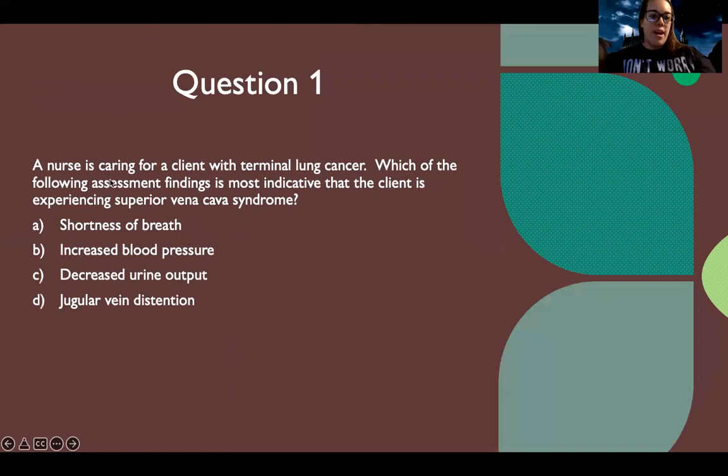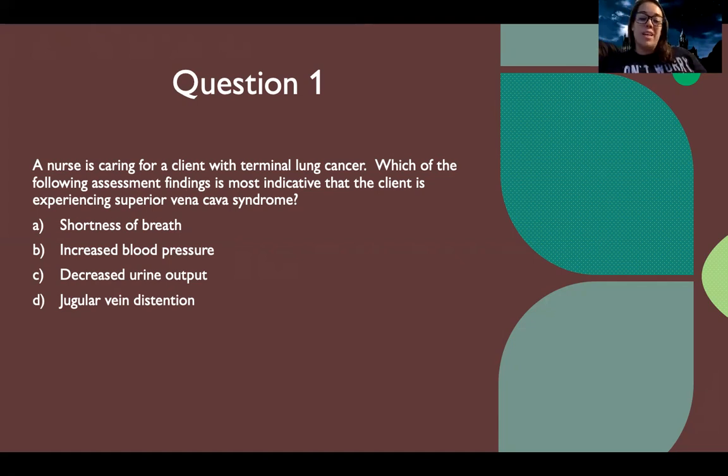Question number one. A nurse is caring for a client with terminal lung cancer. Which of the following assessment findings is most indicative that the client is experiencing superior vena cava syndrome? So first I have to really look at what this question is asking me. It's talking about a client with terminal lung cancer. In some questions that's going to be important, because knowing whether they're going to recover or not can be helpful. And sometimes knowing the type of cancer can be helpful.